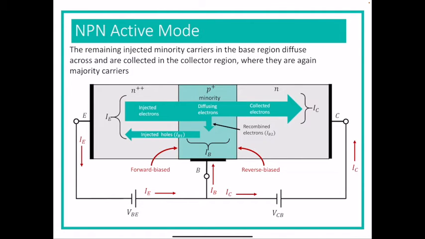Then the rest of the electrons that were minority carriers just keep on going, and they end up in the N region, the collector region, and that's why it's called the collector, because it's collecting electrons. And they're majority carriers again, and then it just keeps going round. And notice that, of course, the actual current directions are opposite from the electron flow.